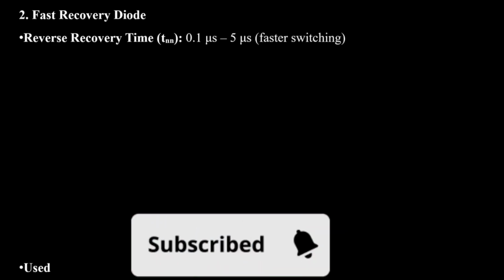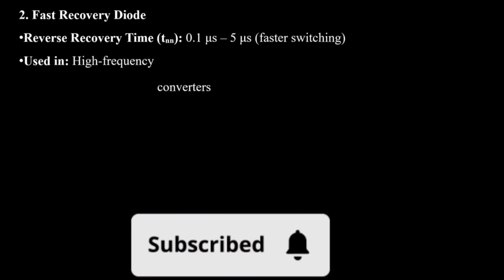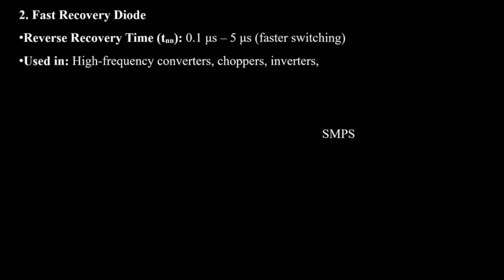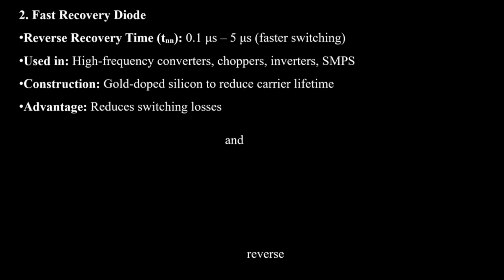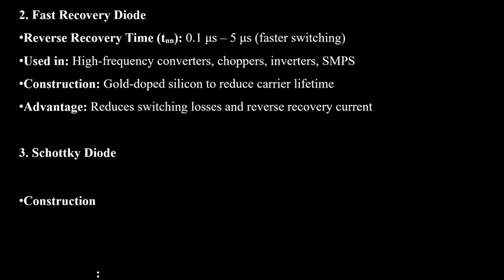2. Fast recovery diode. Reverse recovery time is 0.1 to 5 microseconds. Faster switching. Used in high frequency converters, choppers, inverters, SMPS. Construction: gold doped silicon to reduce carrier lifetime. Advantage: reduces switching losses and reverse recovery current.